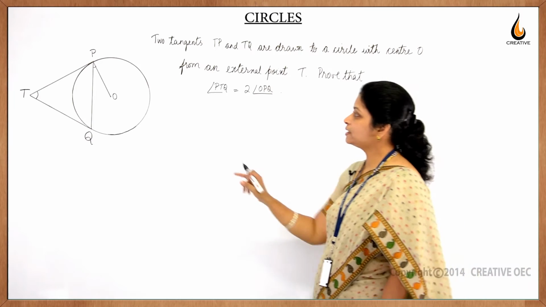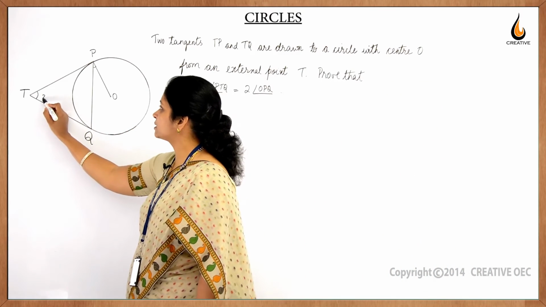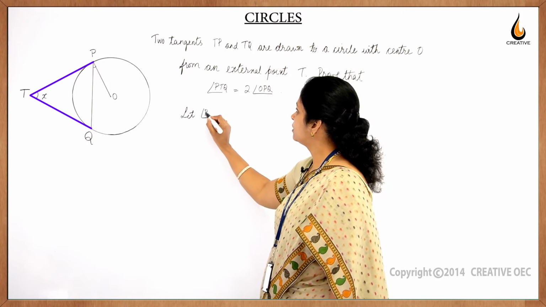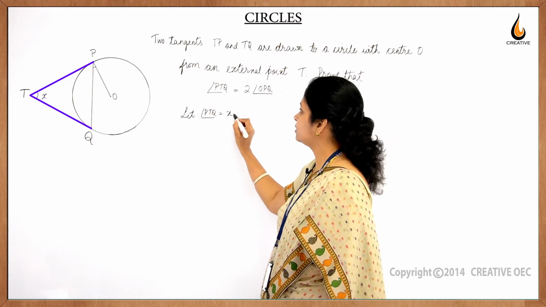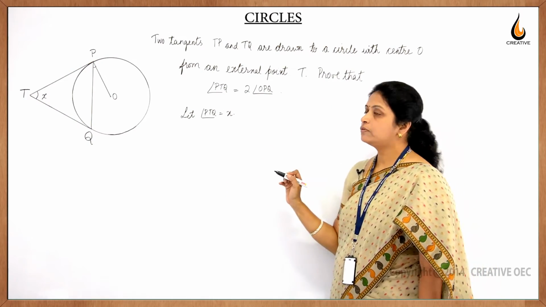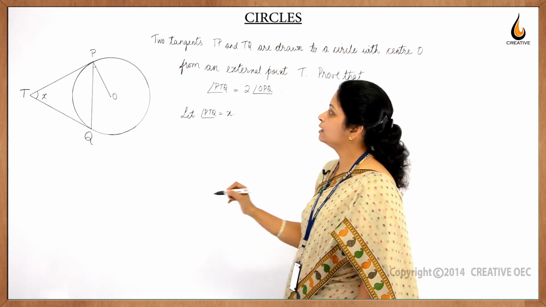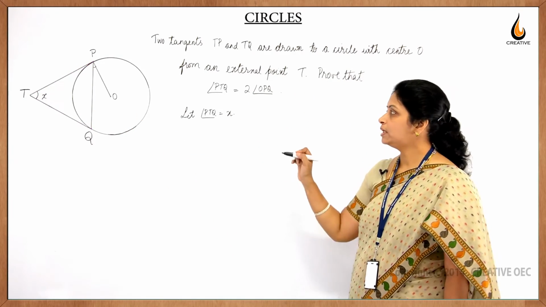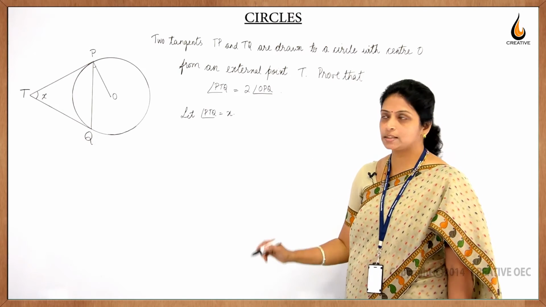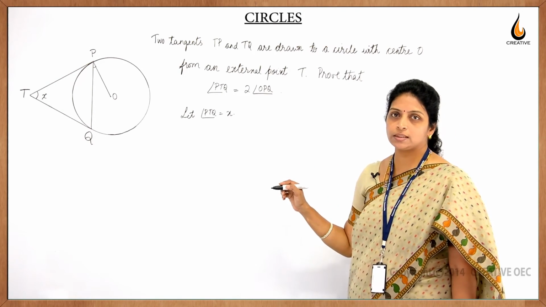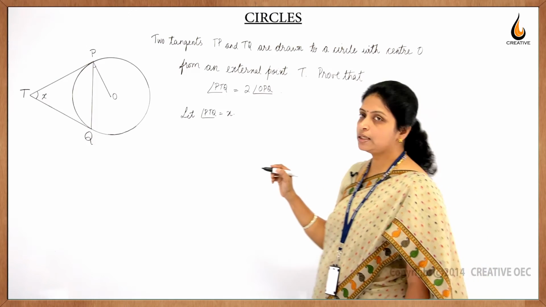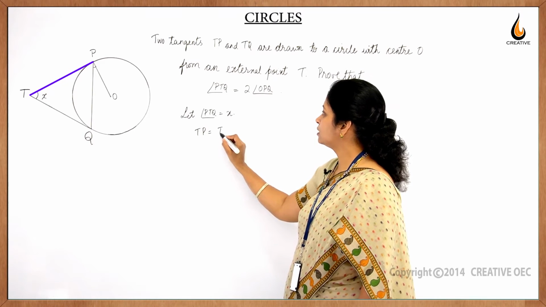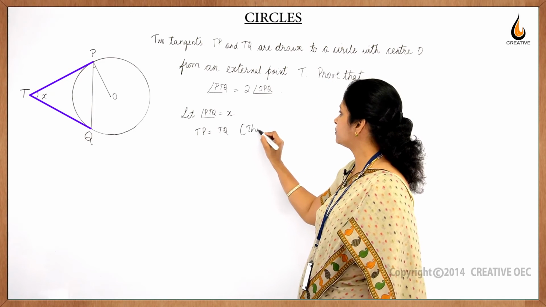Now, we will consider this angle PTQ to be equal to x. Let angle PTQ be equal to x. Now, from theorem 2, that is tangents drawn from an external point to a circle are equal to each other. We have proved that theorem. So, according to theorem 2, TP is equal to TQ.